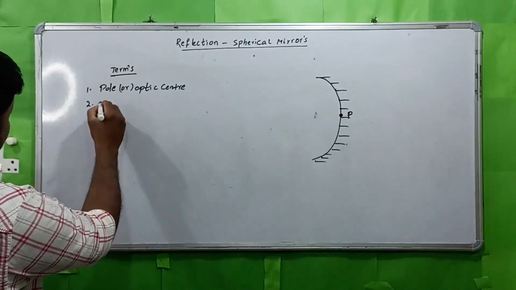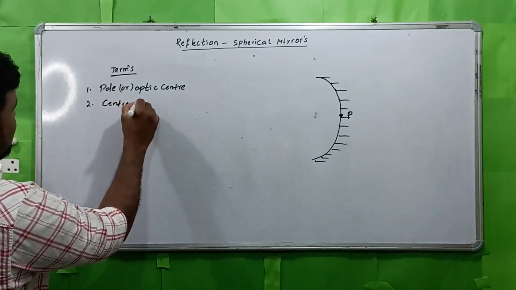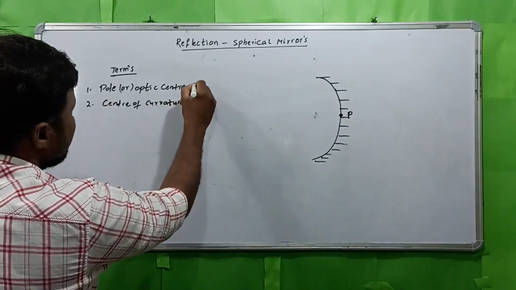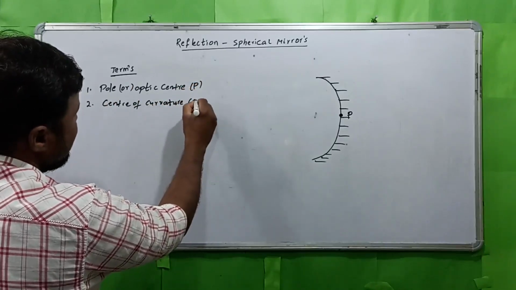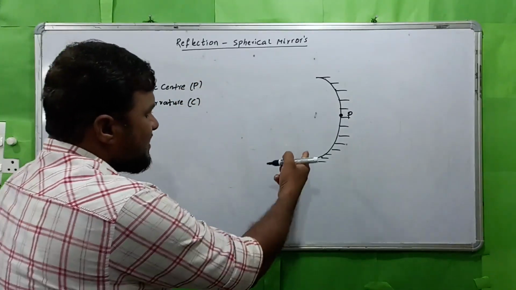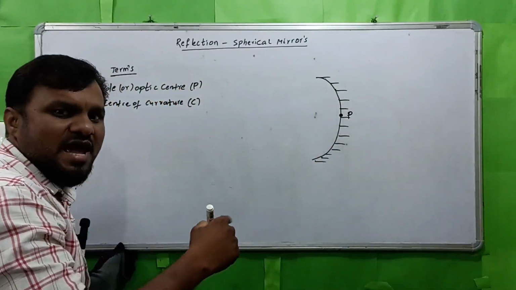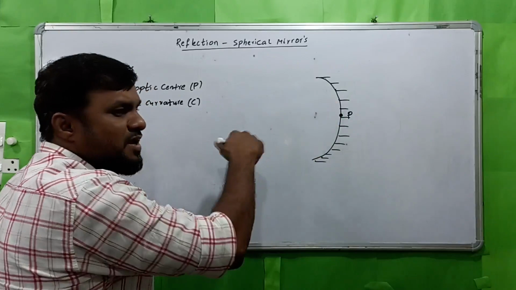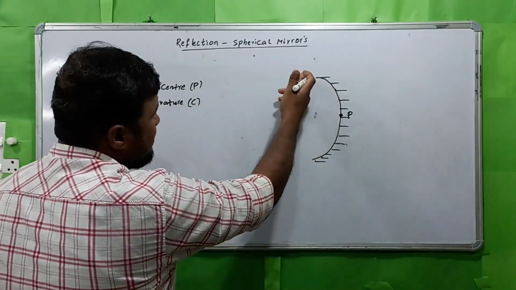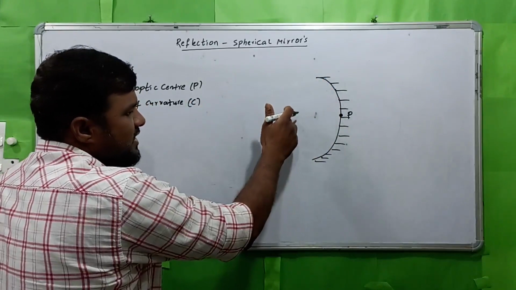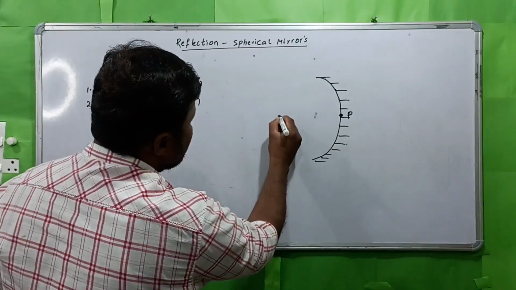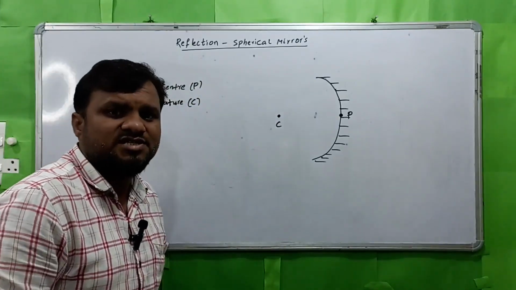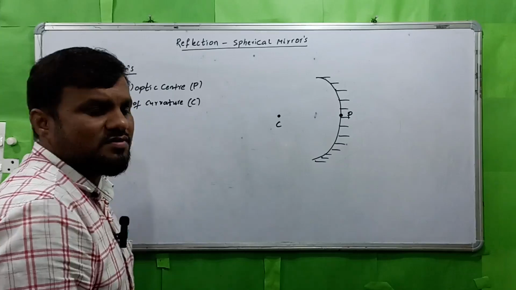Second term, center of curvature. Pole is denoted by the letter P, center of curvature is denoted by the letter C. Center of curvature is the center of the hollow spherical shell of which the mirror is a part. Actually, I have cut this from the hollow spherical shell. By common sense, we can draw a circle and locate the center. The center will be here. Again, center of curvature is the center of the spherical shell of which the mirror is a part.